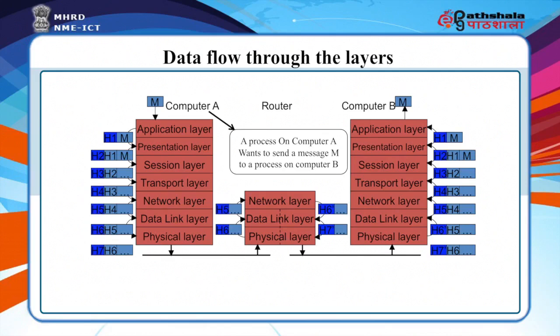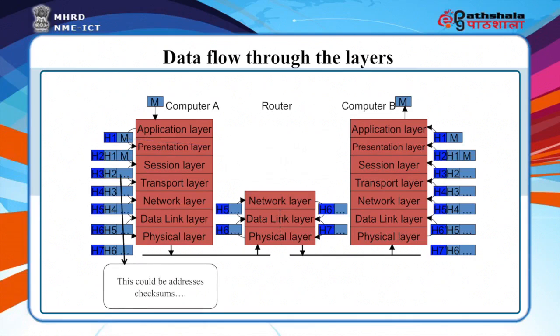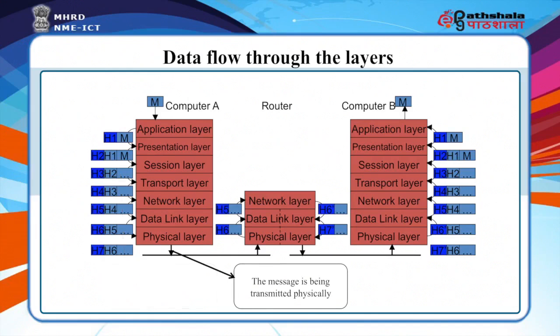Now the application layer passes the message down. Each layer adds a header, H1, with information to the message and passes it to the next layer. The next one will be addresses or checksum, that is H3 added to this. Then H4 is added. Finally H6 and H7 are added, and the message is transmitted physically to the next network equipment.